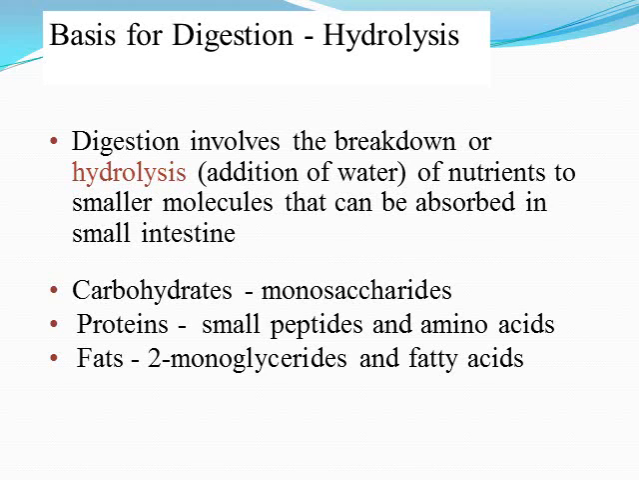So when we're talking about carbohydrates, we're breaking those down into monosaccharides. When we're talking about proteins, we're breaking those down into amino acids, sometimes small peptides. And when we're talking about fats, we're talking about monoglycerides or fatty acids.